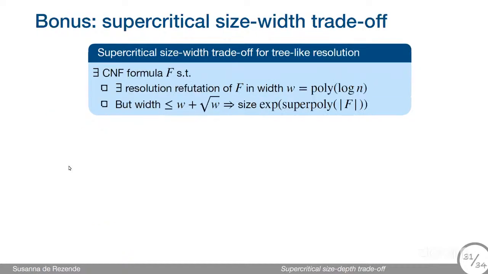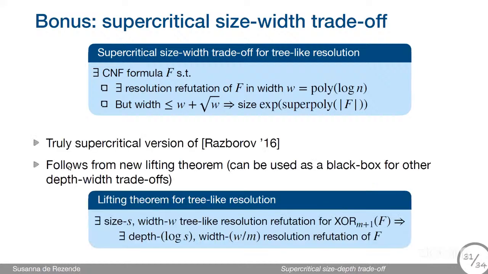So, and one more result I wanted to mention, which does not fall into size depth trade-offs. This is another kind of trade-off. But this is one of the trade-offs that Razborov showed in his original paper in 2016, a trade-off between size and width for tree-like resolution. So he showed some formulas where if I wanted to optimize the width, the size of the resolution proof became doubly exponential in the number of variables. But again, the size of the formula was already exponentially large. So it wasn't supercritical in terms of the size of the formula. So we obtained this size width trade-off, which is supercritical in terms of the size of the formula.